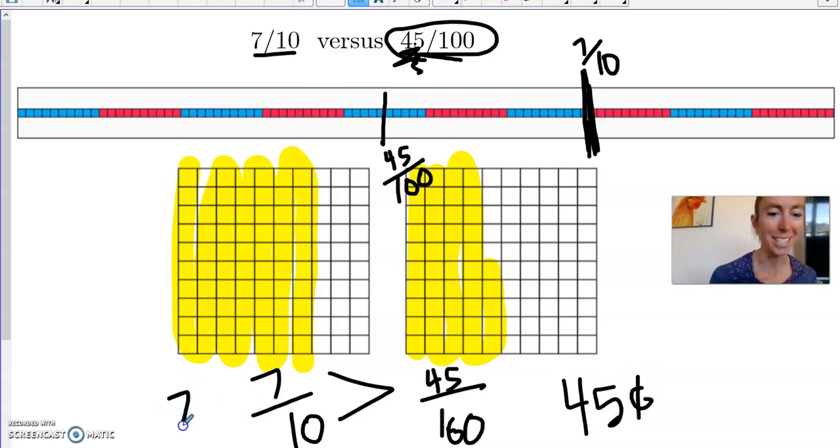Whereas this one is 7 cents. No, it's not. It's not 7 cents. Then it would be smaller. That would have to be 7 hundredths. So this is actually 70 cents. All right. Woo, we can do hard things.